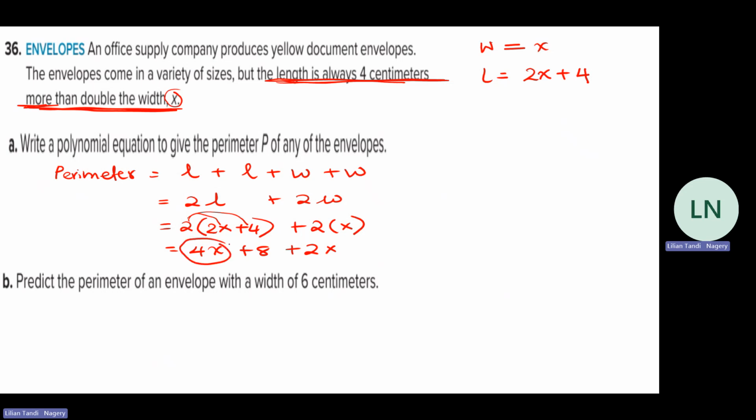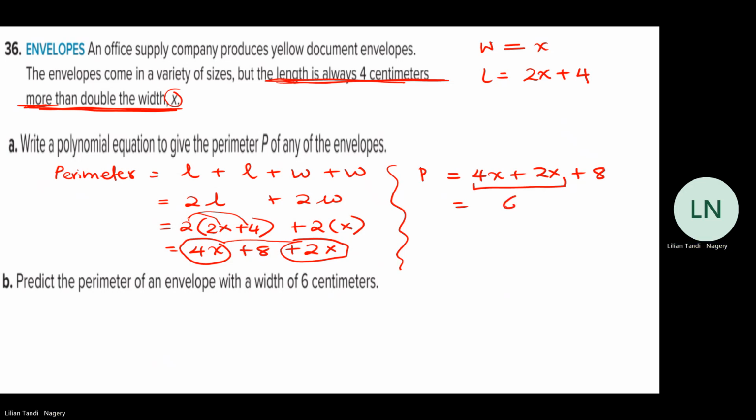Then 4x and positive 2x are friends. So you will continue. Perimeter equals 4x plus 2x plus 8. 4x plus 2x are 6x plus 8. Have we been given units? Yes. The unit is centimeter, so you write centimeter over there, and you box your answer.